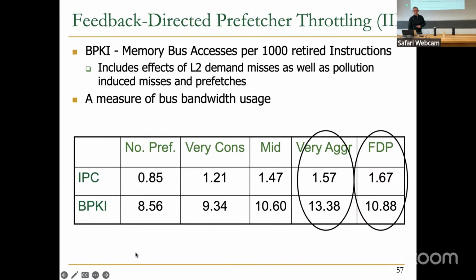Clearly, if you are not prefetching, you have some level of bus access per kilo instructions that's much lower because you're not spending that bus bandwidth on prefetches. But even very conservative prefetching, you can see that is good for IPC a lot. So you can see diminishing returns happening. Okay, so hopefully this gives you an idea.